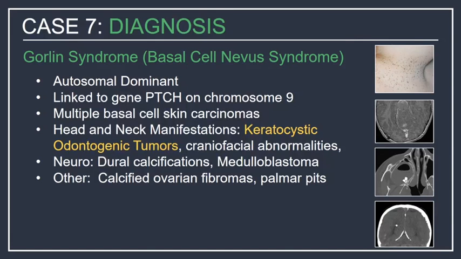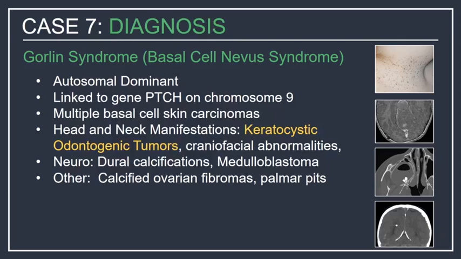So this patient had multiple lytic lesions, expansile, involving the maxilla and mandible. These are examples of keratocystic odontogenic tumors in association with Gorlin syndrome or basal cell nevus syndrome. This condition is autosomal dominant and it's linked to the PTCH gene on chromosome 9.